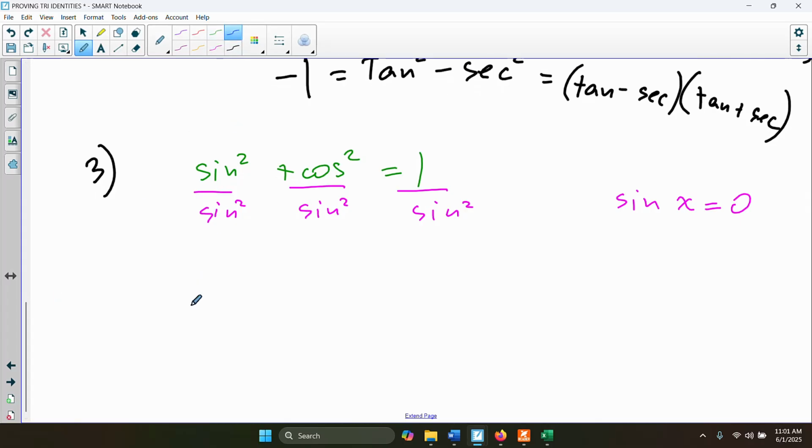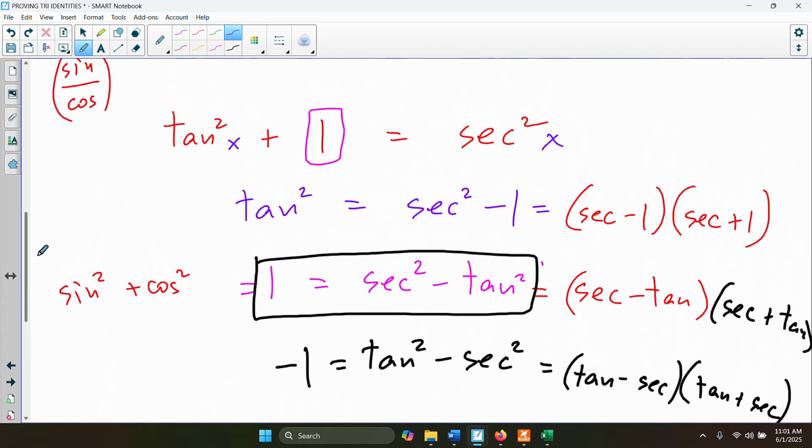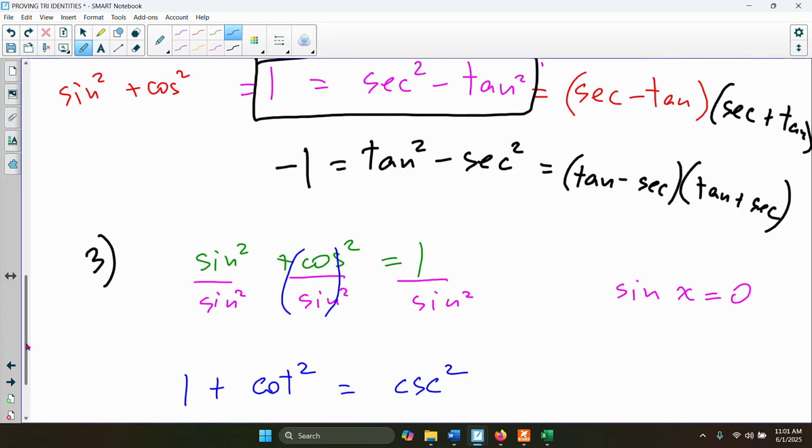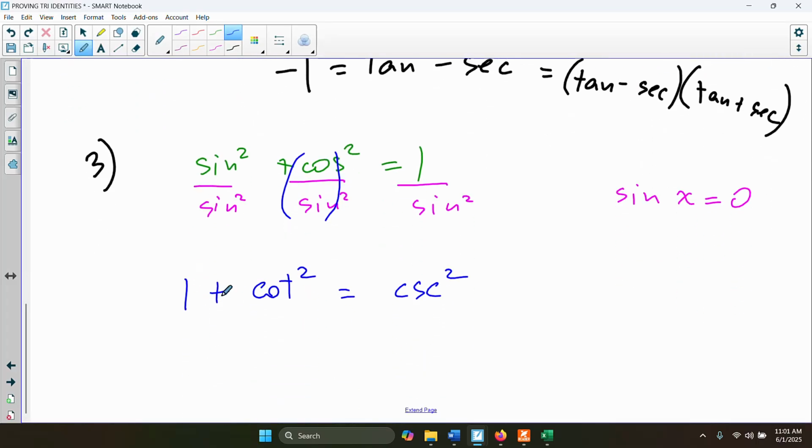So what happens here? That clearly is 1 plus, well, what is this? Cosine divided by sine, and each one is squared. You could think of it that way. So cosine divided by sine is cotangent, and it's squared, equals cosecant squared. So cotangent goes with cosecant. In the previous example, tangent went with secant. It's just a matter of where that 1 goes, whether it's a +1 or a -1.